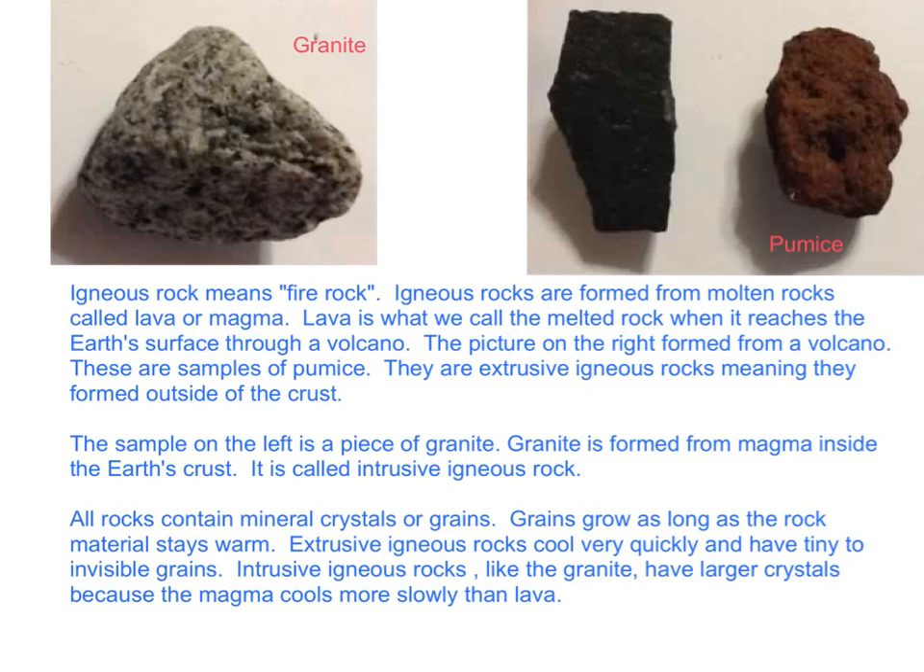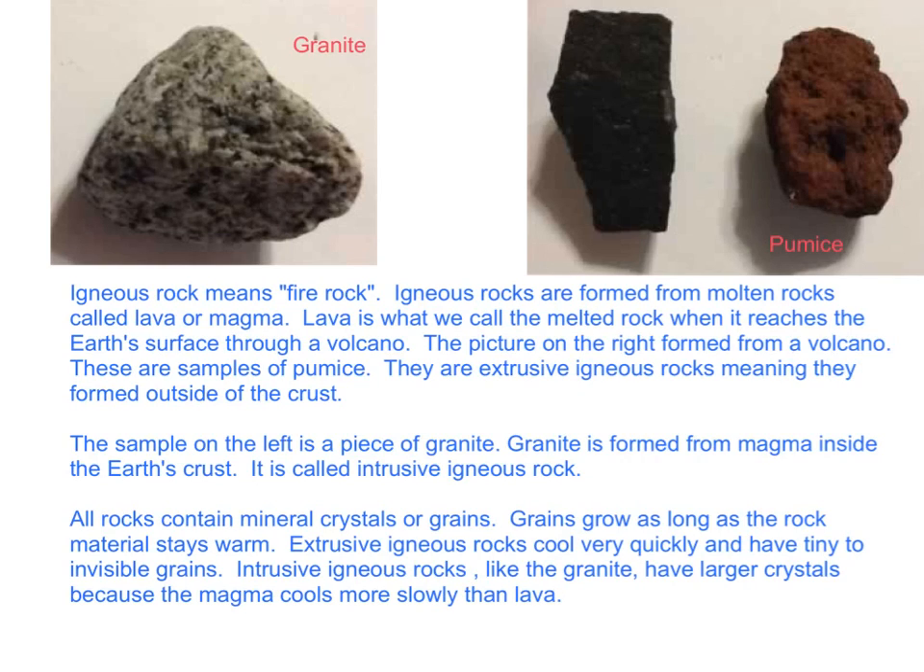These are samples of pumice. They are extrusive igneous rocks, meaning they formed outside of the crust. The sample on the left is a piece of granite. Granite is formed from magma inside the Earth's crust. It is called intrusive igneous rock.